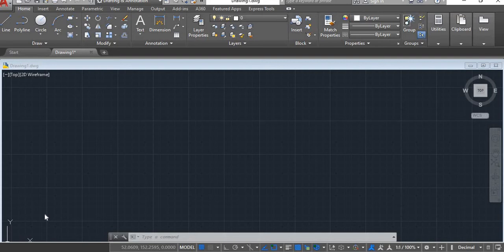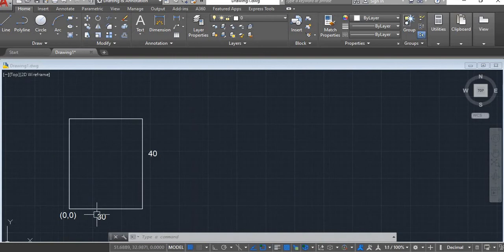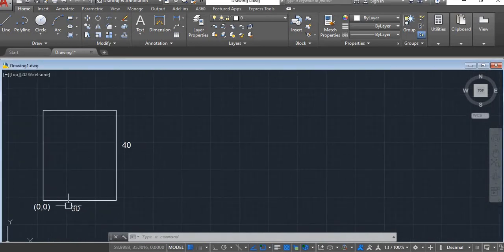For example, I am taking one where the x direction length will be 30 and the vertical distance will be 40. By using the lengths, we can find the coordinates. In this system, we use the at symbol, and we consider the direction. For the upward direction, we take the positive sign, and for the downward direction we take the negative sign, and this direction is also positive, and the opposite to this direction, we take the negative sign.